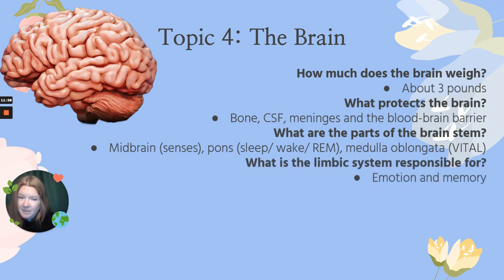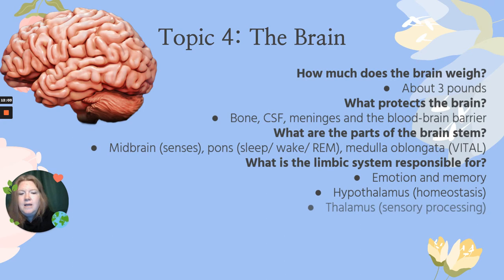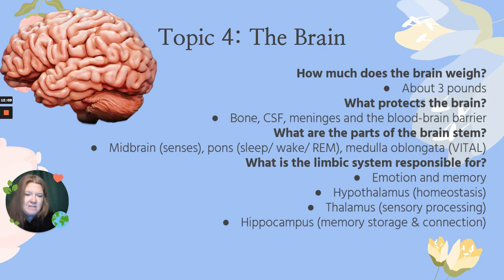What is the limbic system responsible for? Emotions and memory. So there's the hypothalamus, responsible for homeostasis. There's the thalamus, and that's like a sensory relay. And then we have the hippocampus. That's responsible for memory storage and connection, so connecting your senses to memories. And then the amygdala is responsible for your intense emotions like fear and anger, for example.